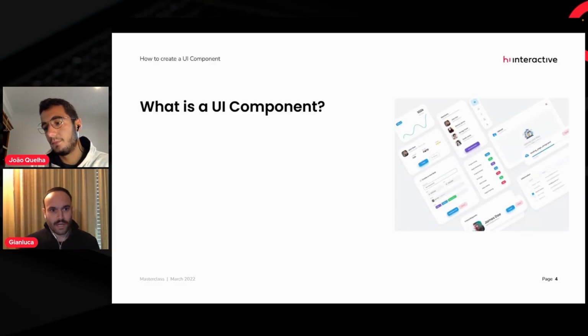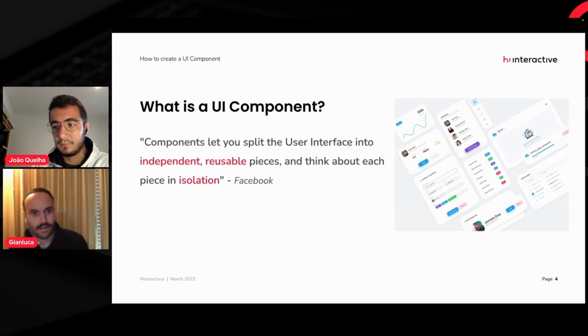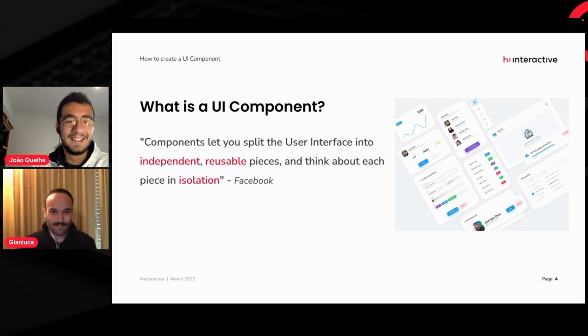So with this introduction, I would like to reference this quote that I found online. It's a quote from Facebook. I couldn't find who was the specific person who came up with this quote, so it's just quoted as Facebook. But in my opinion, it's really useful because in only one sentence, it managed to describe perfectly what a UI component is. As we can read, it says that components let you split the user interface into independent, reusable pieces and think about each piece in isolation.